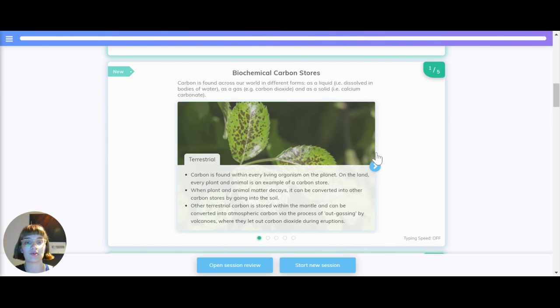Now let's have a look at biochemical carbon stores. Carbon is found across our world in different forms: as a liquid, dissolved in bodies of water, for example; as a gas, like carbon dioxide; and as a solid, like calcium carbonate.